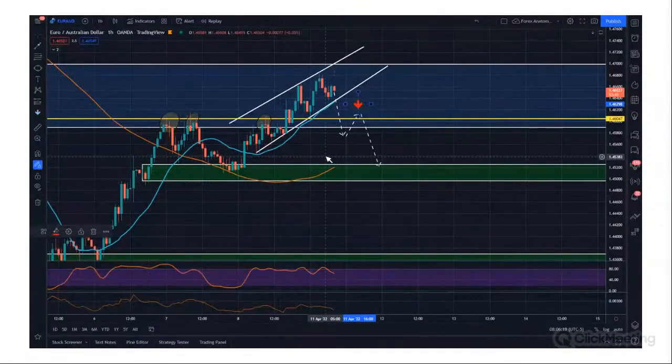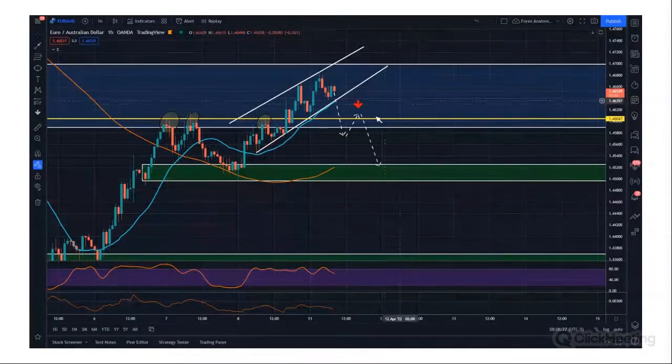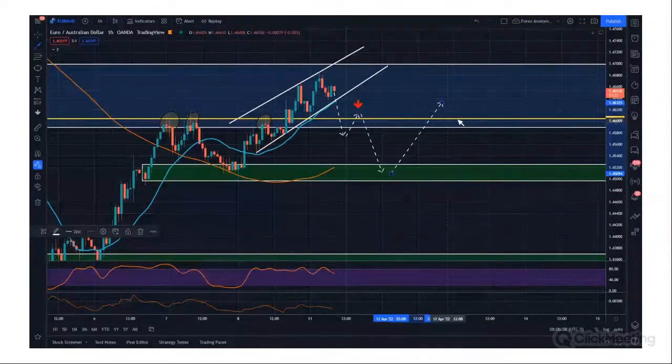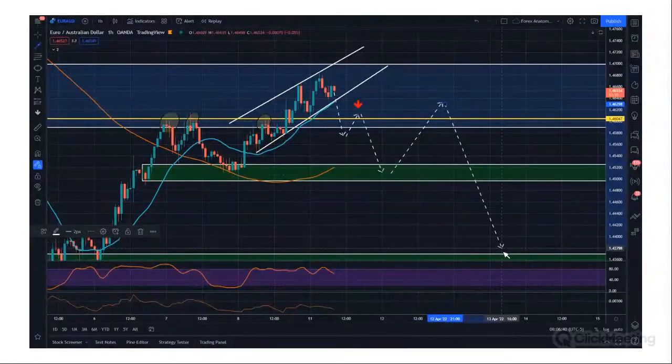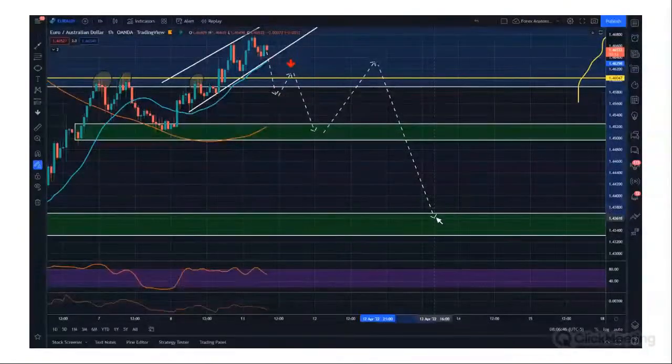But yeah, that's something that we're expecting on Euro Aussie. So we'll see what happens. But for the most part, after price does this and it tests this low, this area right here, then what we can assume is that price is going to make another attempt higher before it actually makes the real move to the downside. So I'm just letting you guys know in advance what I believe may take place on this pair.